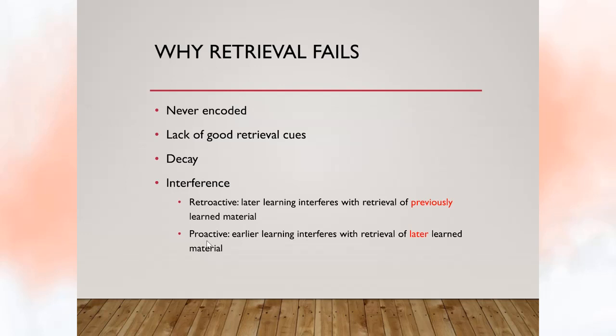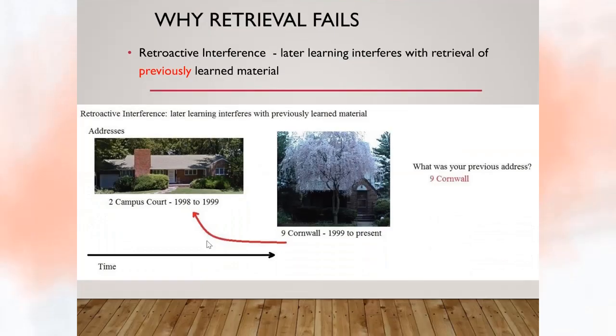So let me give you a couple of other examples, because I know this can be hard to learn, of retroactive and proactive interference. So retroactive interference, again, is when later learning interferes with previously learned material. This is another real-world example. Our address when we first moved to the college in New Jersey was 2 Campus Court. 2 Campus Court doesn't exist anymore. It was bulldozed, and Campus Town is now over top of it, but that's what it looked like.